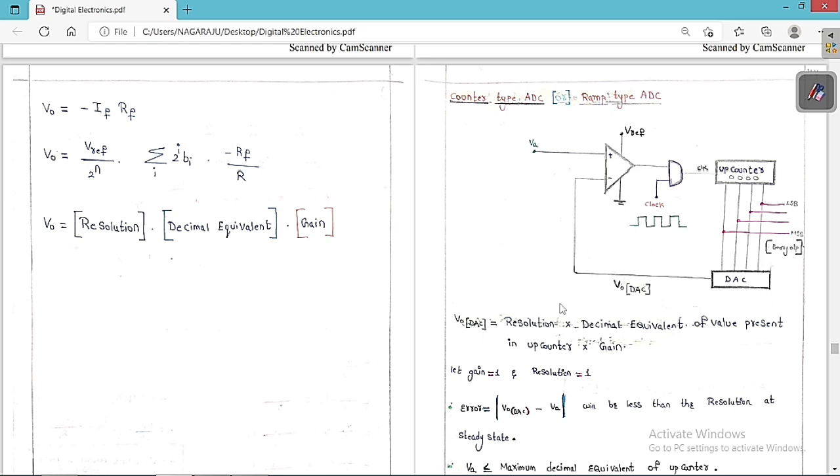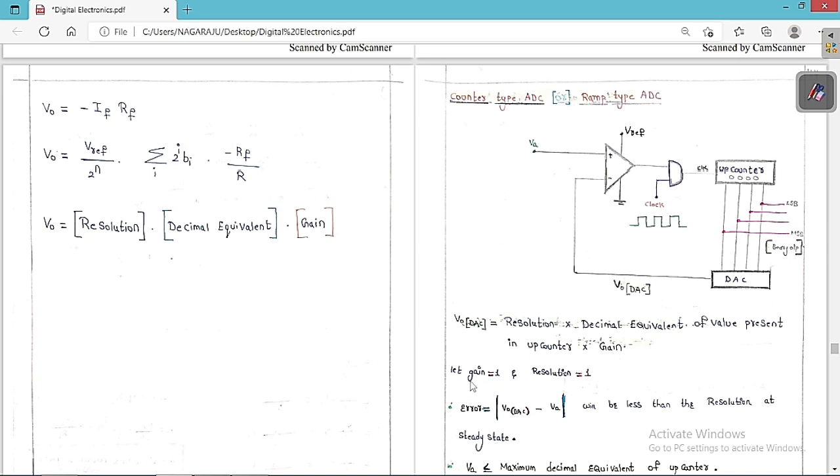Then what is the V0 DAC? Just now we have seen the output voltage of the DAC. V0 DAC is the product of the resolution, the decimal equivalent of the value present in the up counter, and the gain of the op amp. If there is any op amp inside this DAC, you have to multiply by its corresponding gain. If there is no op amp, you multiply by 1.